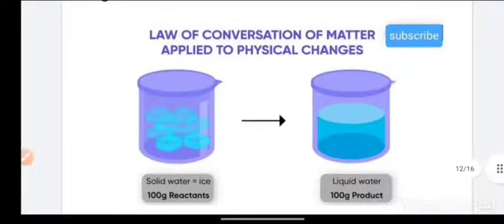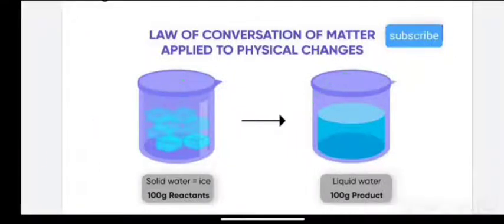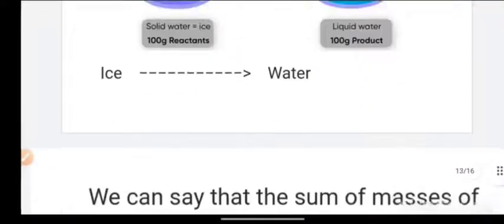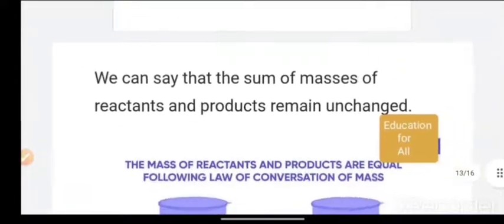Look at the figure. Here is ice in the bucket that contains 100 gram of ice. After some time when it melts, we get 100 gram of water. That means it also follows the law for physical changes. The law of conservation of mass is applied for physical changes also. The mass of the reactant is equal to the mass of the product. We can say that the sum of the masses of reactant and product remains unchanged.